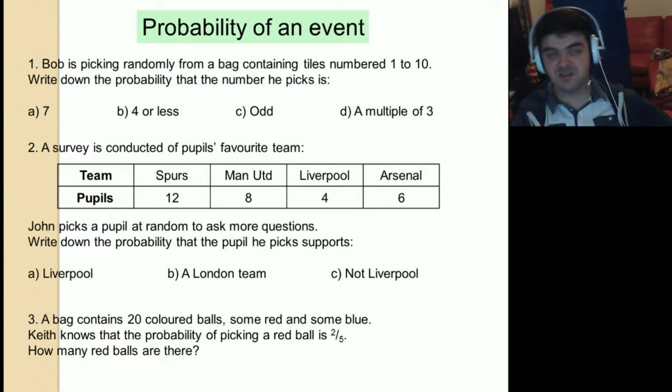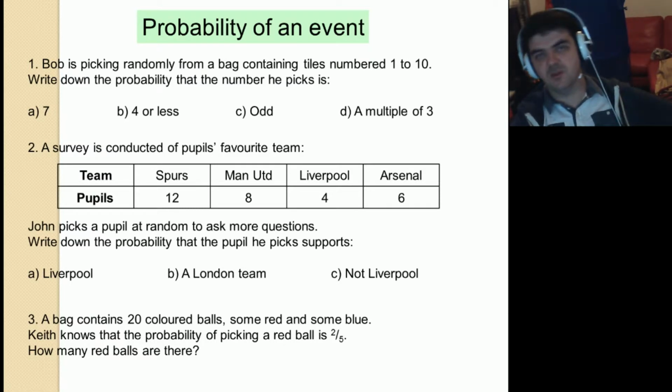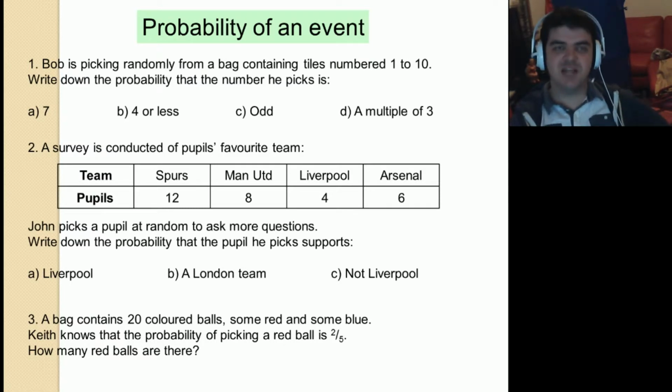And that's the only thing that's inside the bag. Write down the probability that the number he picks is a 7. Well, how many tiles will have the number 7 inside? There will only be 1. So that probability will be 1 out of 10.